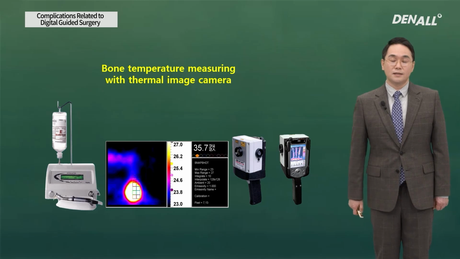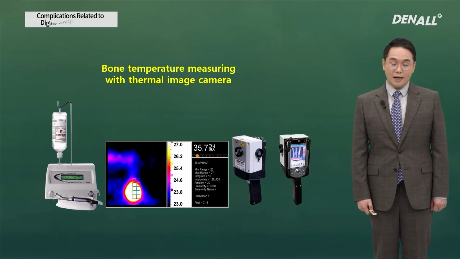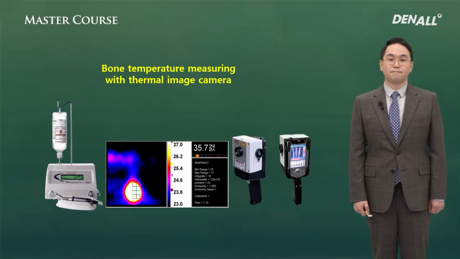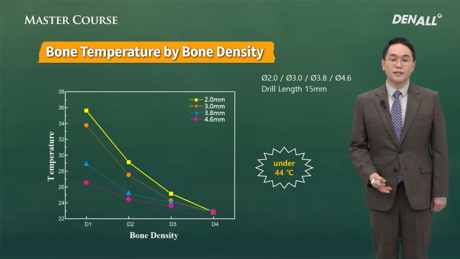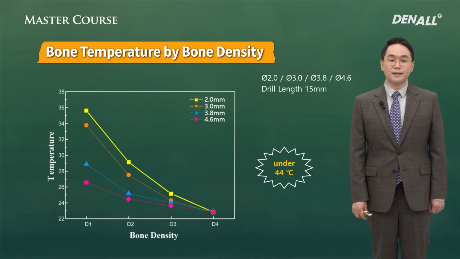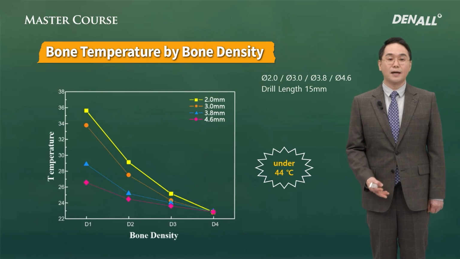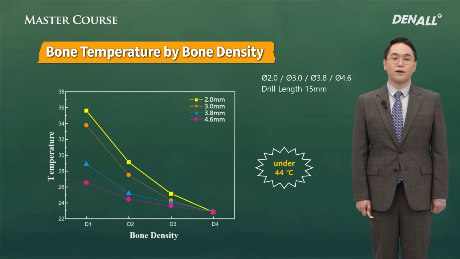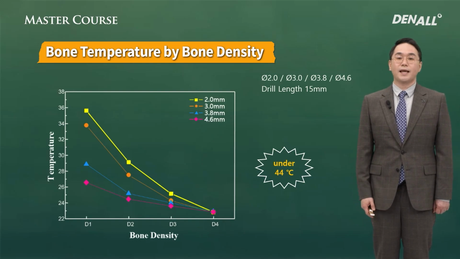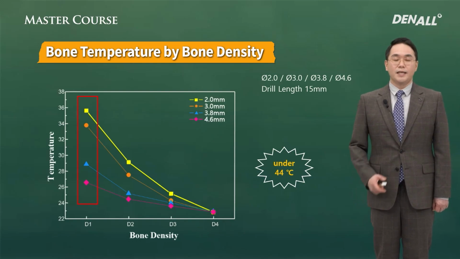We need to think about the amount of heat that is generated on the bone depending on the length of the drill and irrigation. A lot of heat is going to be generated in D1 bone. What is interesting is which drill leads to more heat generation.